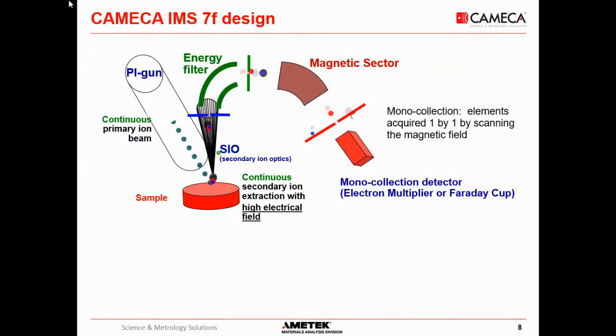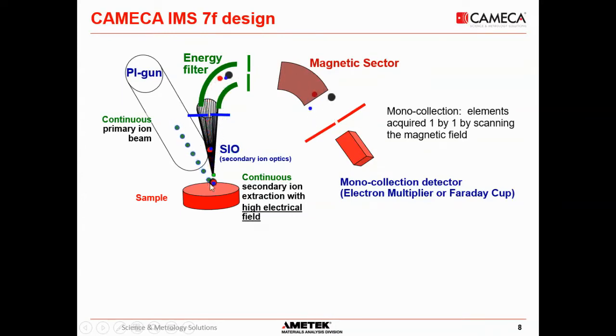You can see here a schematic of the CAMECA IMS 7F design, which is one versatile SIMS instrument. This instrument has a primary ion column with two primary ion sources, cesium and oxygen, depending on the species we want to analyze. There is a continuous primary ion bombardment and a continuous secondary ion extraction using a high electrical field.